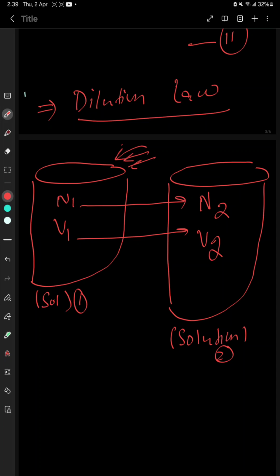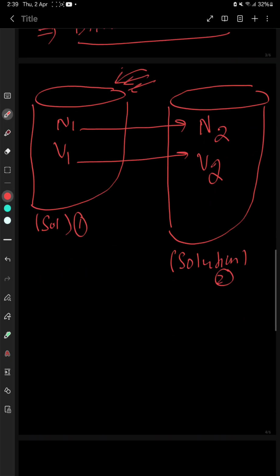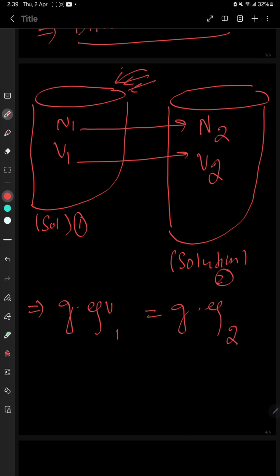You are just adding the water, you are raising the volume, but this is not going to change the number of gram equivalents of the solute that were initially present in the stock solution, in the original solution. So in this equation, the number of gram equivalents of solution 1 is equal to the number of gram equivalents of solution 2. Basically this will be the scenario.